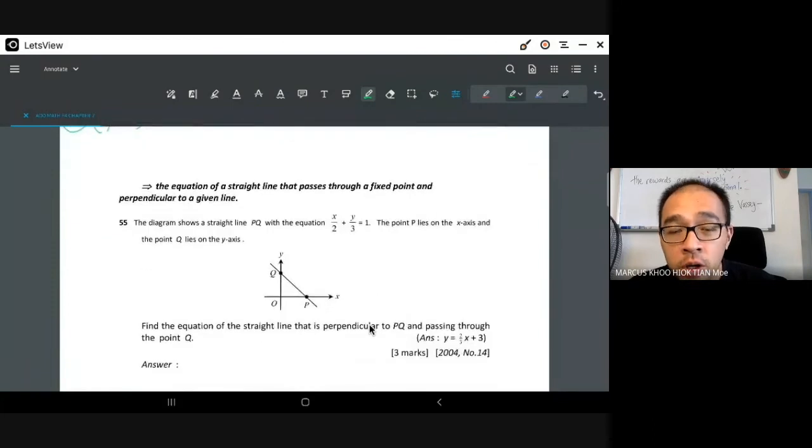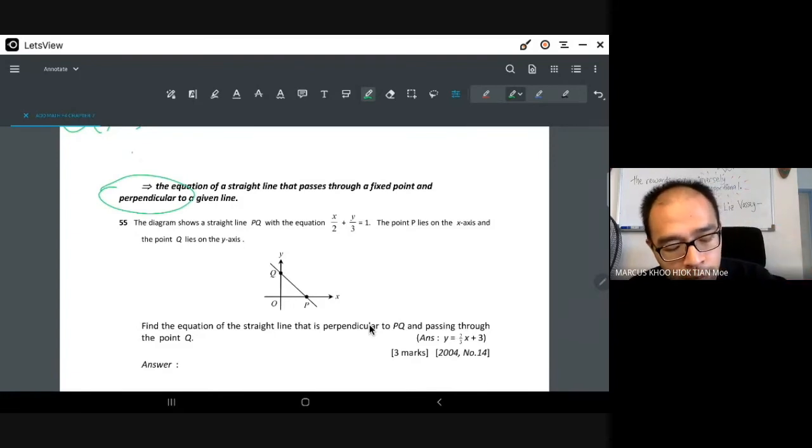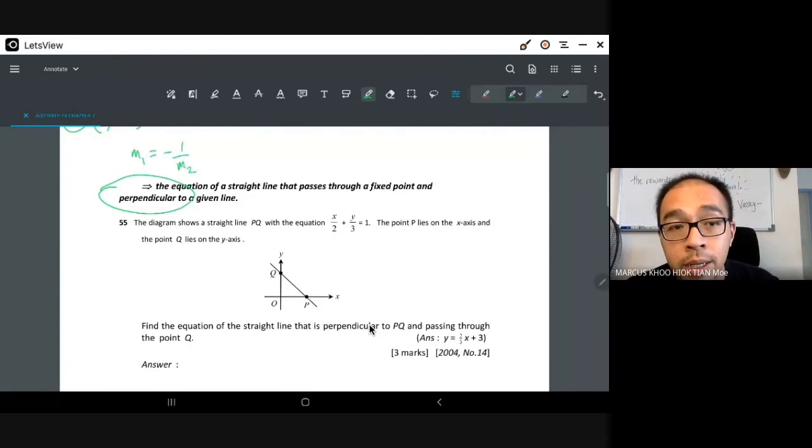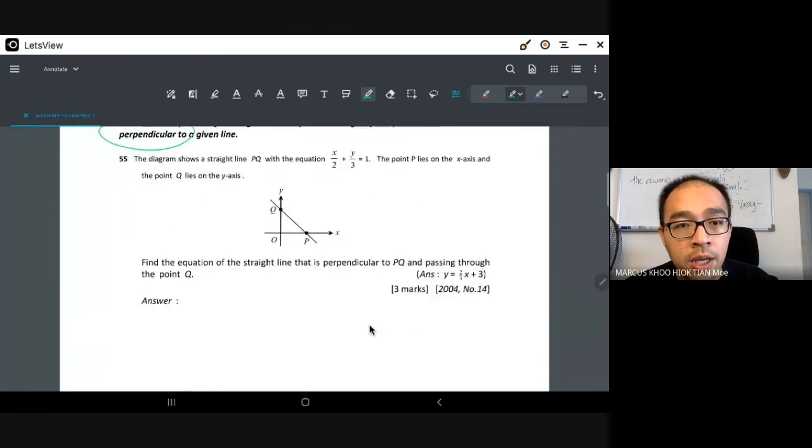Now, let's go on to perpendicular lines. Remember, perpendicular is a little bit more work. If we want to find the new gradient, we have to use m1 equals -1 over m2. So slightly different. It's not the same gradient. Let's look at question 55.